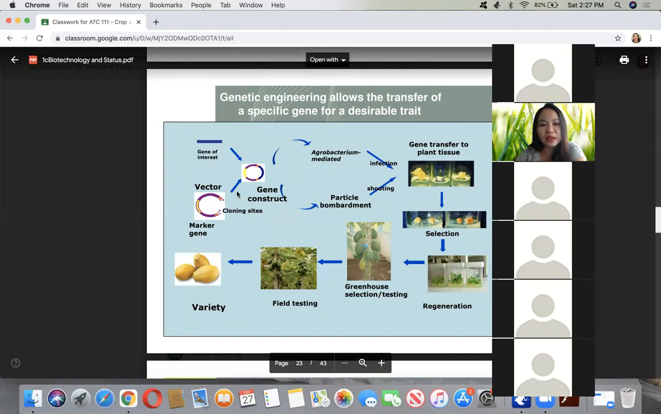So again, you have the vector where you want the gene marker and the gene of interest. So you take the gene and then implant them into the bacteria. They used here agrobacterium, and through particle bombardment, and then infection is done through genes transferred to the plant tissue, and then it is selected and regenerated and then tested in the greenhouse and also in the field, and identify already the variety.